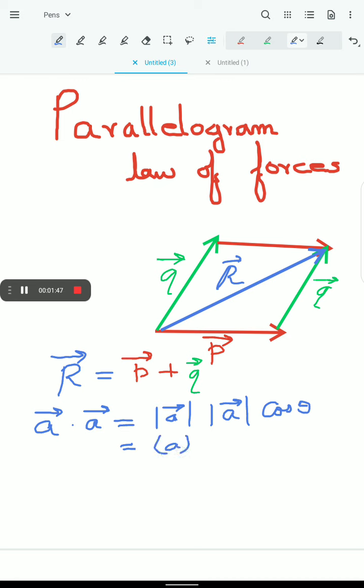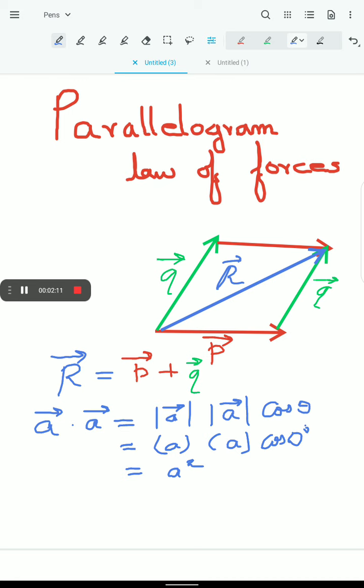So we have this equal to A times cos 0 degrees. That is equal to A square. Let's apply this idea.